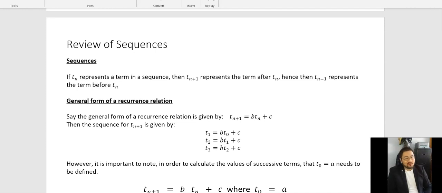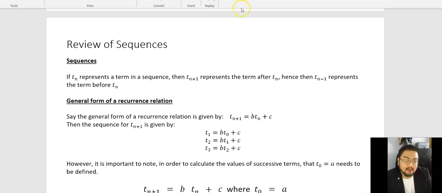Alright, so we're going to start chapter 8 of the Further Math series. This is going to be looking at recursion and finance. So the first topic will be taken from the textbook, which is 8A. We're going to look at review of sequences.